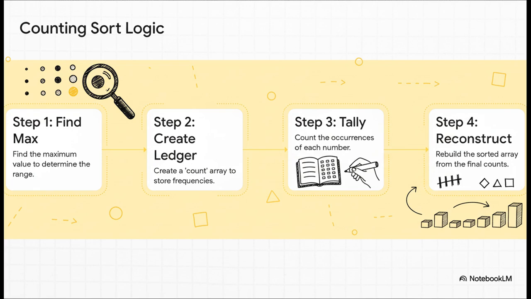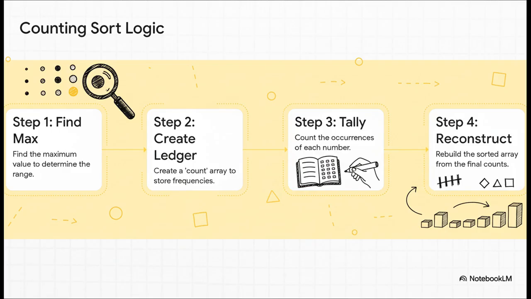First, the accountant finds the biggest number on the list just to know how big its ledger needs to be. Then it creates a brand new count array. It goes through the original list and just makes tally marks. Okay, I see 3 5s. Check. 2 8s. Check. 1 2. Check. Finally, it just rebuilds the sorted list by reading from its ledger. Okay, I had 1 2, so I'll write down a 2. I had 3 5s, so I'll write down 5 5 5.